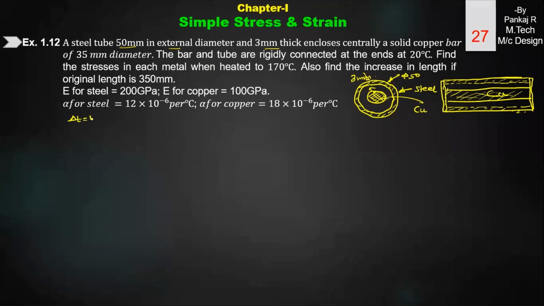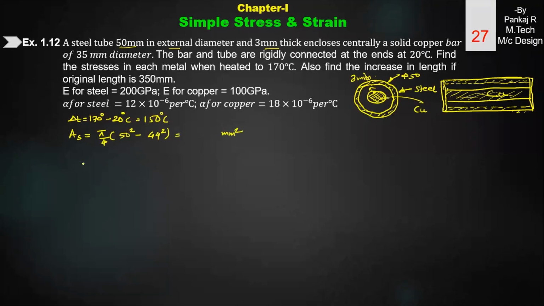What is the delta T here? The delta T is the final temperature 170 minus the initial temperature 20, which is 150 degrees Celsius. That is my delta T. Now what is the area for steel? I'll have to calculate because it's a hollow tube. So it is pi by 4. They have given the inner diameter, outer diameter से भी calculate कर सकते हैं. So pi by 4 into outer diameter 50 square minus inner diameter, 3 अगर minus कर दिया तो 44 आएगा, 44 square. So this will give me some answer in millimeter square.